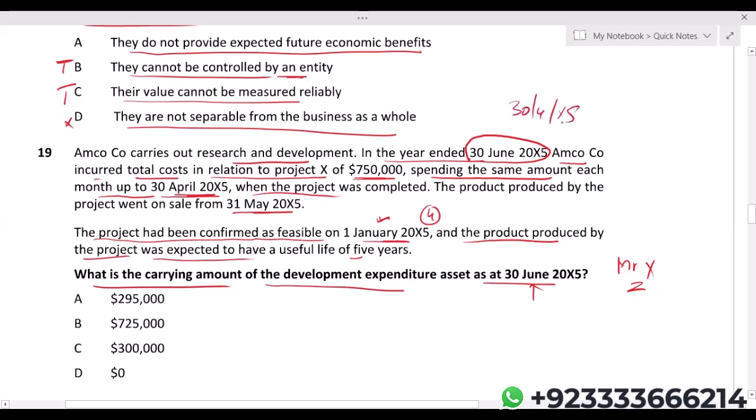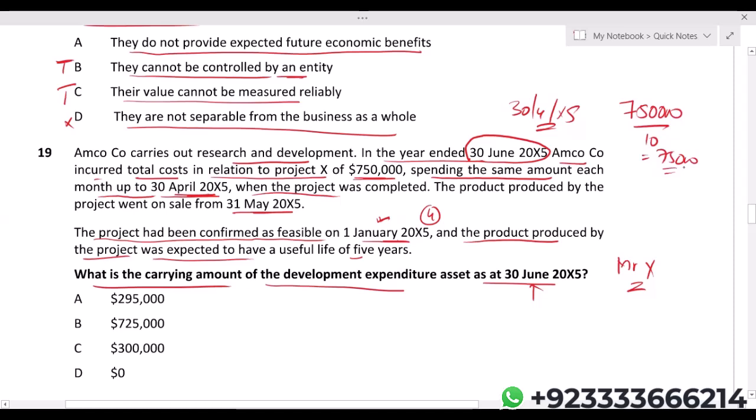30th April X5. It means on 30th April X5, the intangible asset was completed 2 months before the end of the year. It means that logically the total 7,50,000 was spent over 10 months. Every month they were spending 75,000.